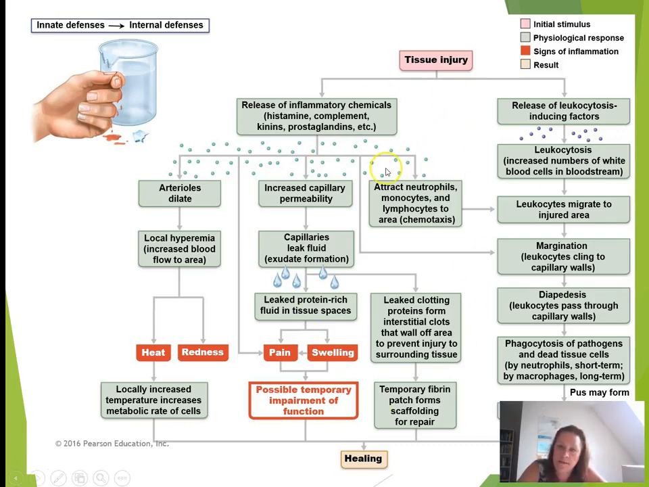So this is a great little flow chart. Take a minute, read it through, and see if little things pop out. Number one, we have inflammation, right? It results from the release of inflammatory chemicals from damaged cells that cause vasodilation and increased capillary permeability. Soon after that, the neutrophils and macrophages enter, and they start to phagocytize anything that came in, right?